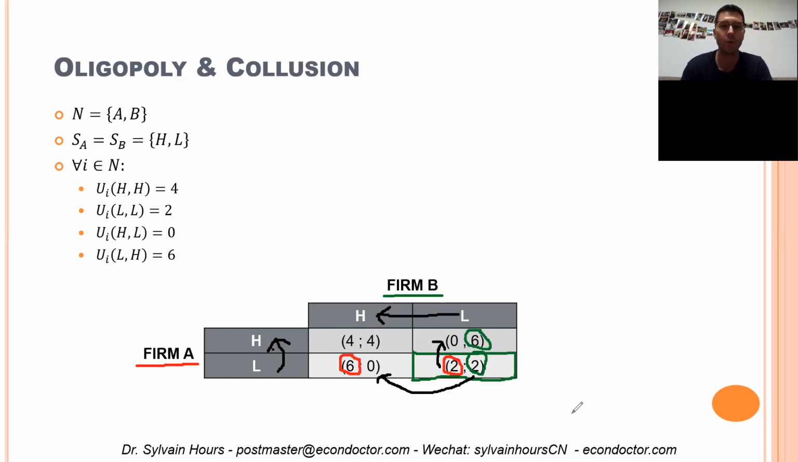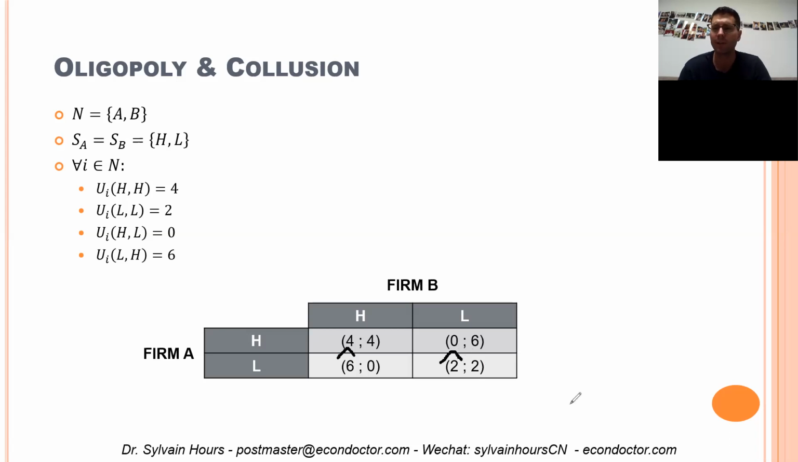We could have also used the dominant strategy argument, just saying that if you look at firm A, strategy L is always better than strategy H. We say that strategy L strictly dominates strategy H. You see, 6 is better than 4, and 2 is better than 0. So it doesn't matter what firm B is going to play. We are always better off charging a low price. So firm A will never charge a high price. This would be stupid, right? Firm A will always play its dominant strategy.